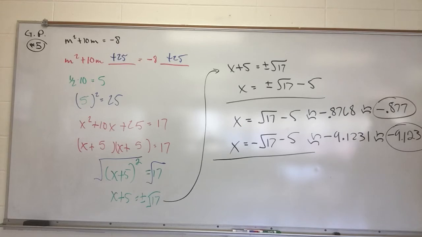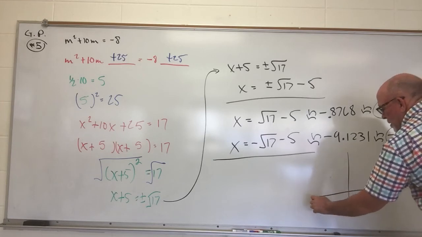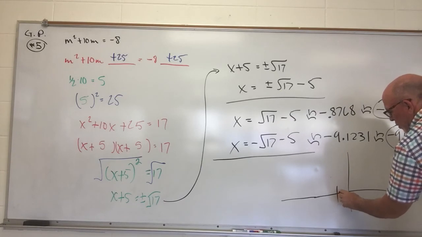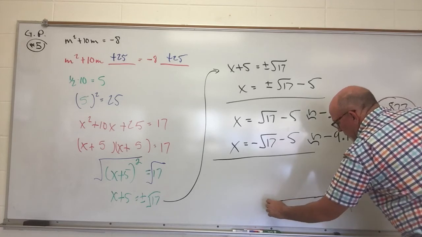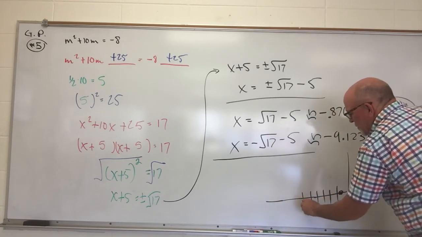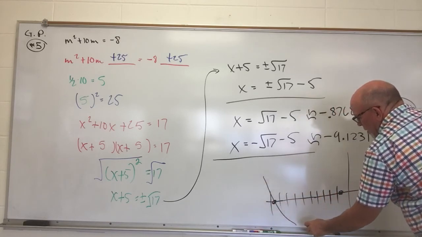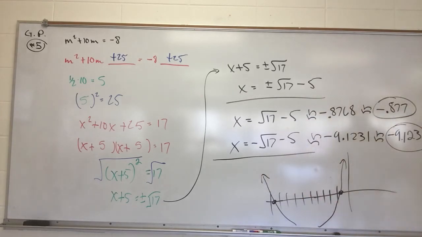I can't really remember what he says in the directions. You say, what does all this mean? It means it does not cross the x-axis at integers, but it crosses between integers. So for us, negative 0.87 is just before negative 1, and negative 9.1 is between negative 9 and negative 10. So 1, 2, 3, 4, 5, 6, 7, 8, 9, and 10. So somewhere in here makes a parabola. It opens up because it is a positive m squared, or I changed to x's, x squared.